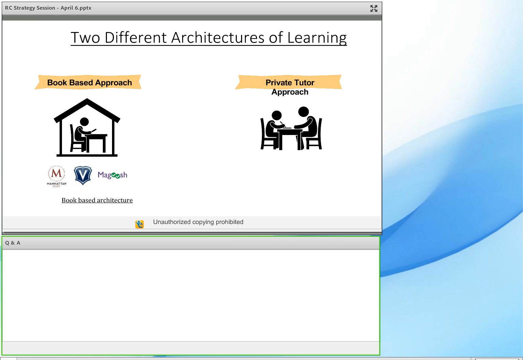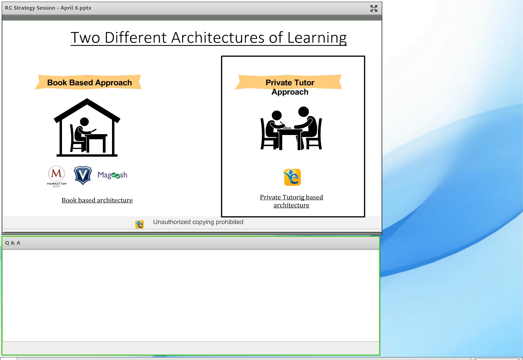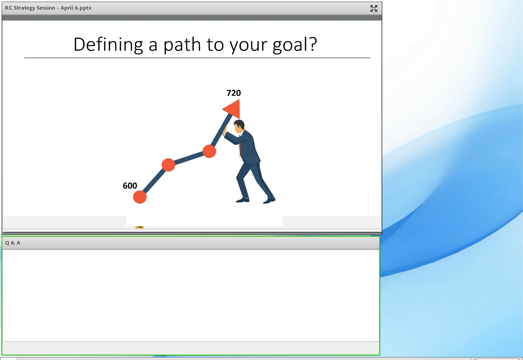Now let's see why it is that we say that e-GMAT is based around this private tutoring based approach, whereas most of these other courses are built around the book based approach. We'll take a use case of someone who wants to go from a 600 to a 720. It just so happens that this is a fairly common use case. And we'll start with creating your study plans.